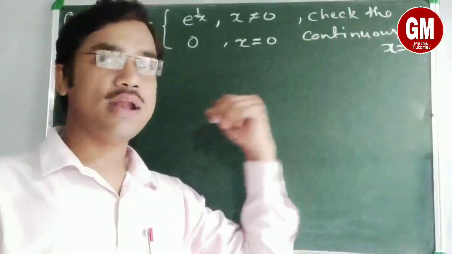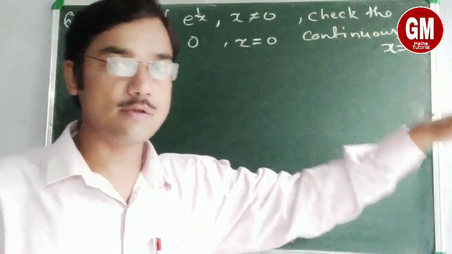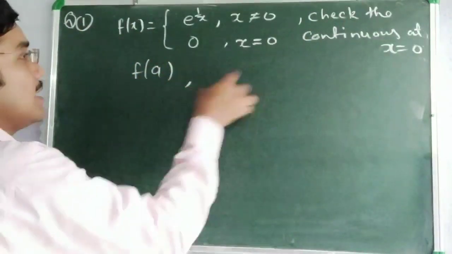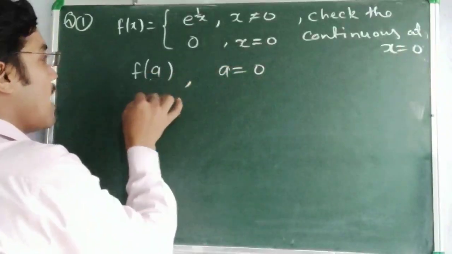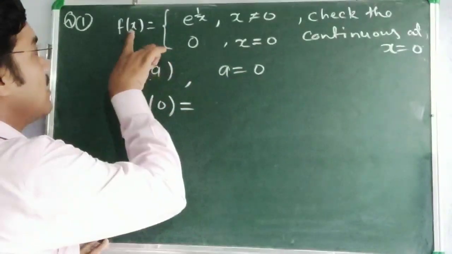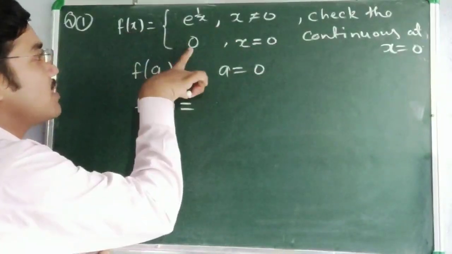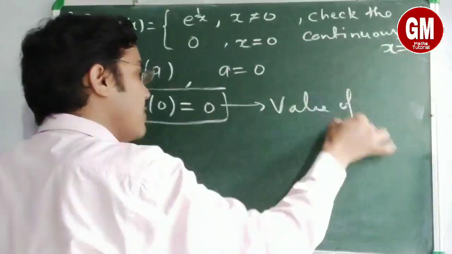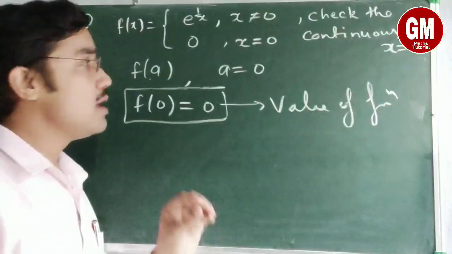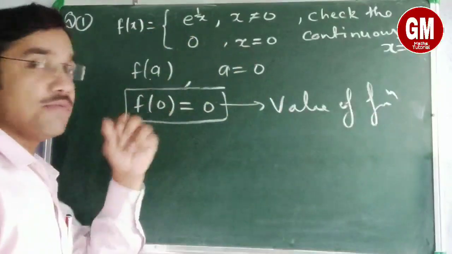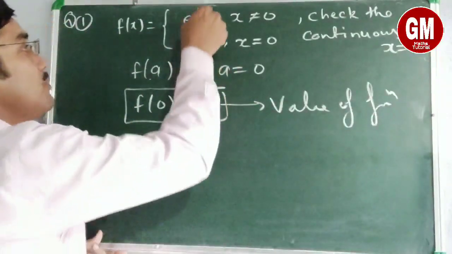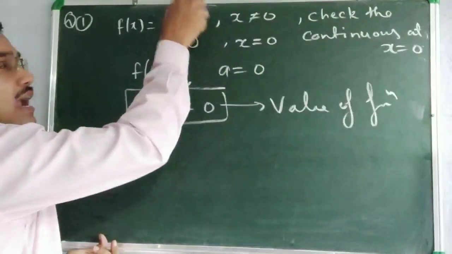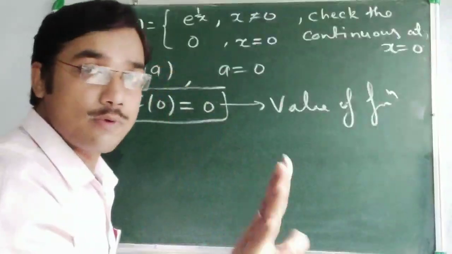How can we check? We know that we have to find the left hand limit, right hand limit and value of function. First of all, we find the value of function, that is f(a). Here a is 0, so what is f(0)? If we put 0, it gives 0. This is called the value of function. We find it by substituting the point in the function. Why can't we use the other expression at x equal to 0? Because the condition is given that x is never equal to 0 there.